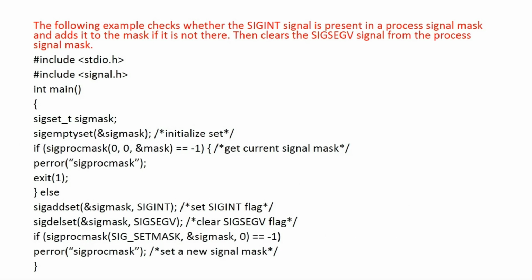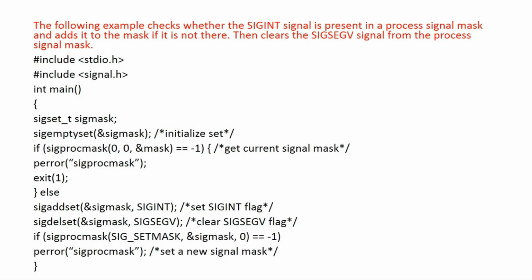So this is one example. The following example checks whether the SIGINT signal is present in a process signal mask and adds the signal to the mask if it is not there, then clears the signal SIGSEGV from the process signal mask. So here in this program you are going to add the SIGINT signal to a mask and then clear the signal SIGSEGV, adding and deleting that signal.